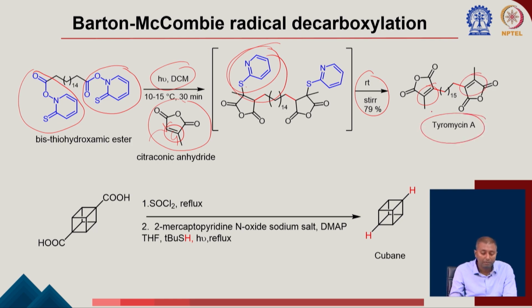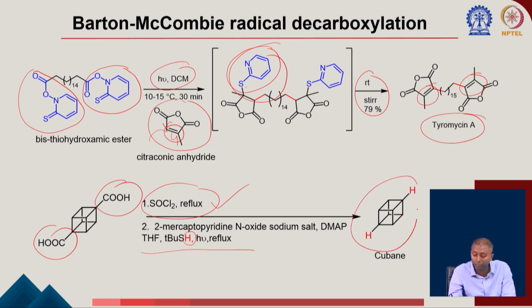Okay, there is another example here. So you have a carboxylic acid here, which can first form the corresponding thiohydroxamate ester, first forming the corresponding acid chloride, then the corresponding thiohydroxamate ester, and then finally it is abstracting the hydrogen from the corresponding thiol to get to the cubane.